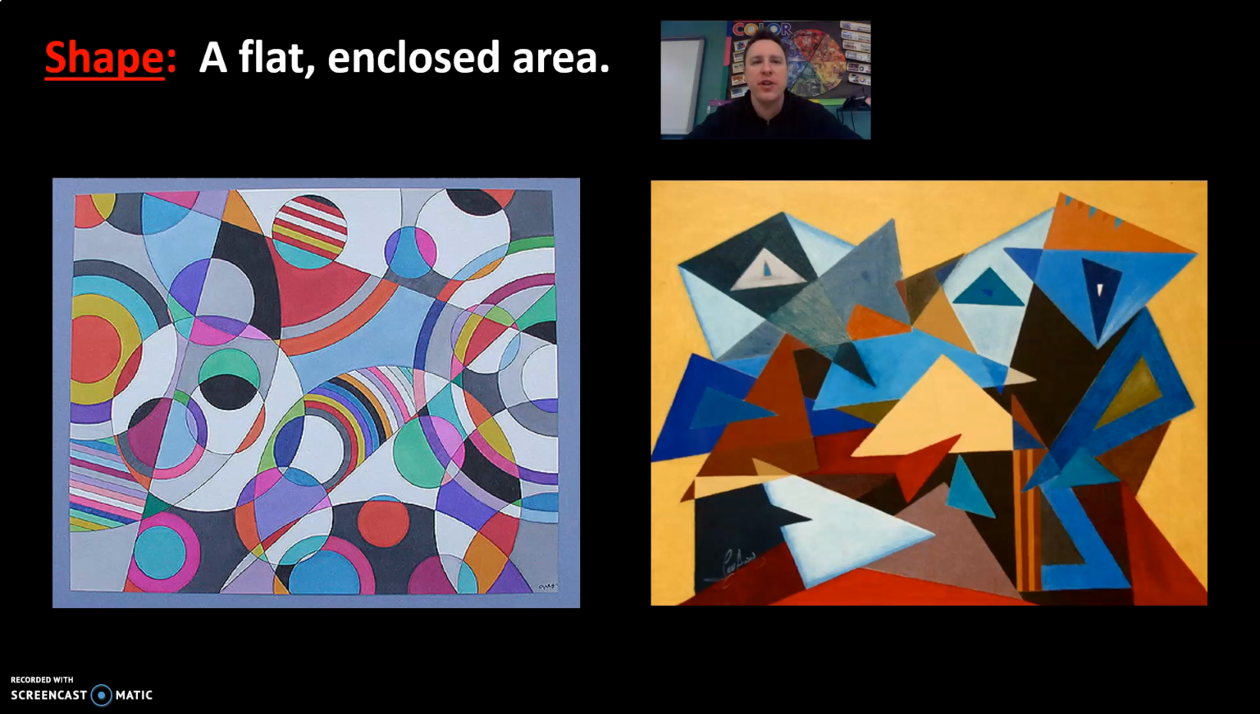So a shape is just a flat enclosed area. It's a nice, short, easy definition. Shape just refers to basically the outline, the enclosed area of something. That would be the shape. So if you ever did a project where you lay down on a piece of paper and had someone else trace your silhouette, the outline of yourself, that is essentially a shape. You trace the shape of yourself.